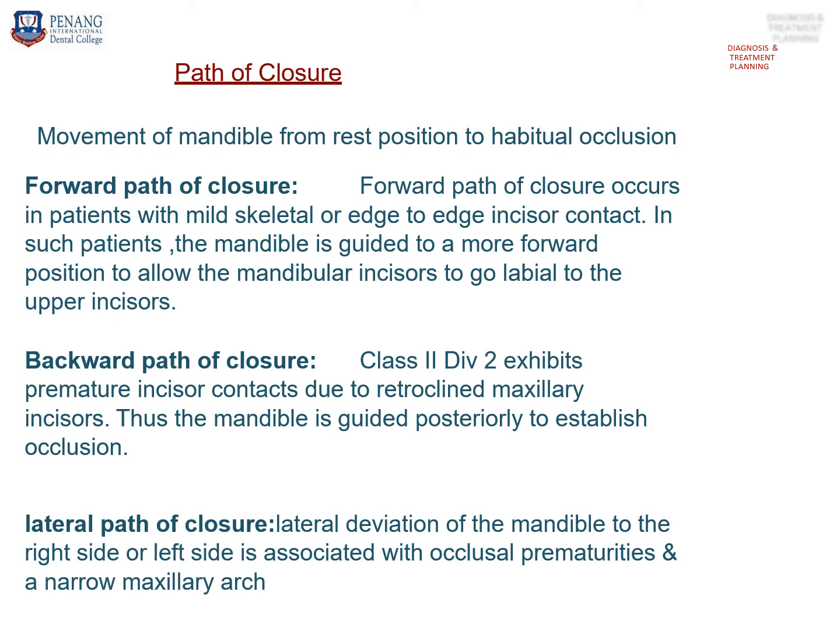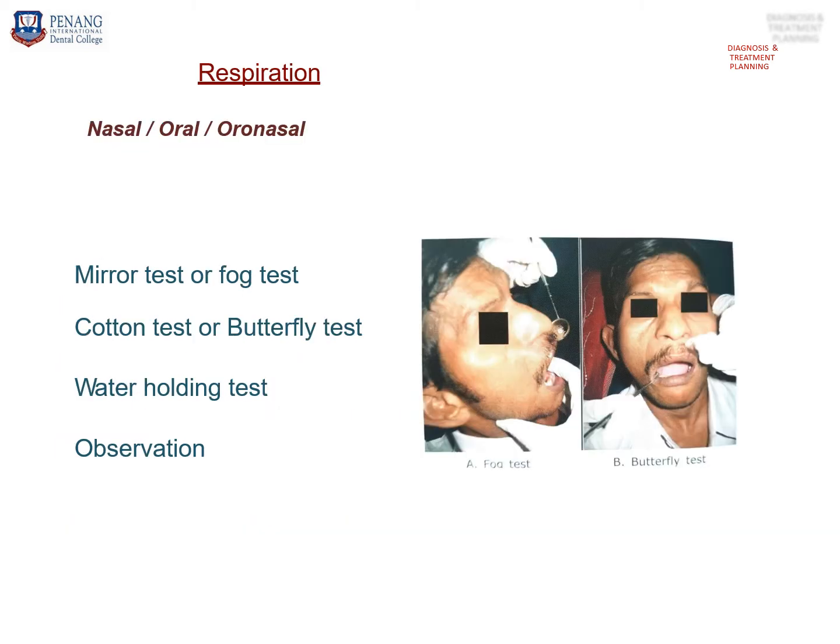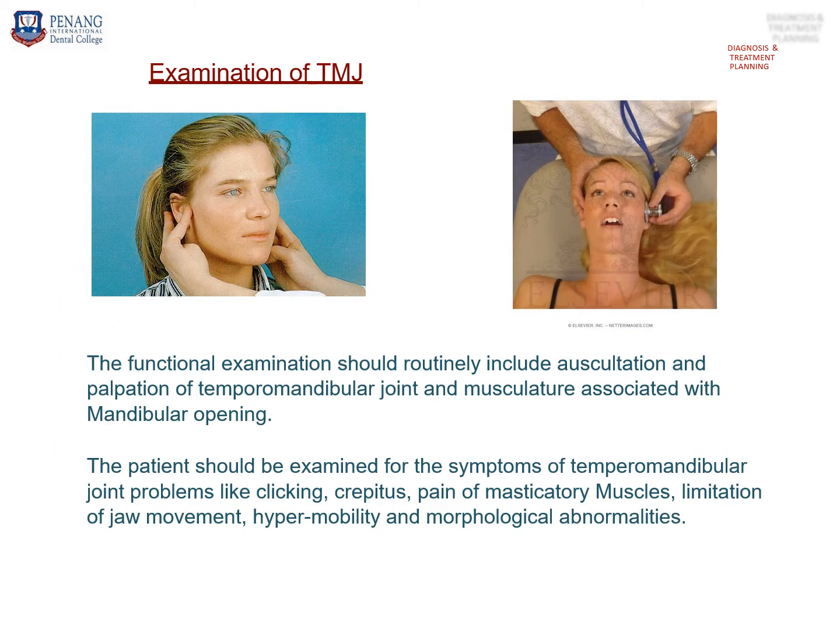Of course, in this topic, it is easier when I show you with the patient, okay, and make you understand, right? So just know the names. There are three types of path of closure. Okay. So respiration, of course, there is oral respiration, nasal and oronasal, right?